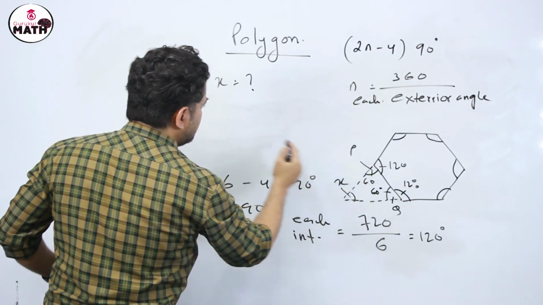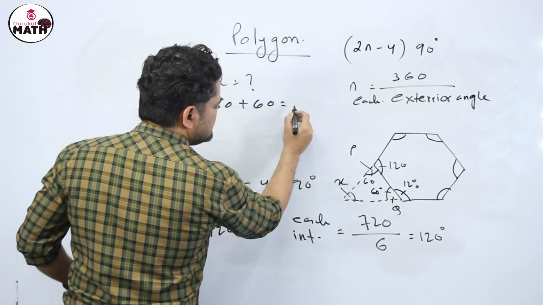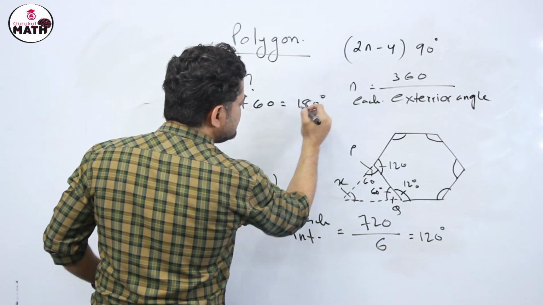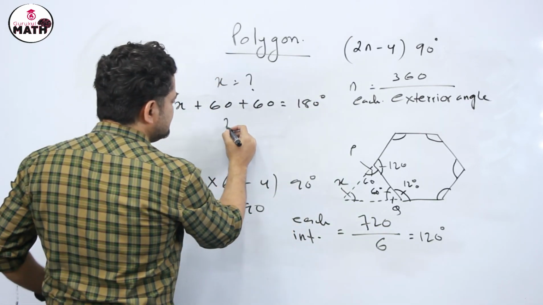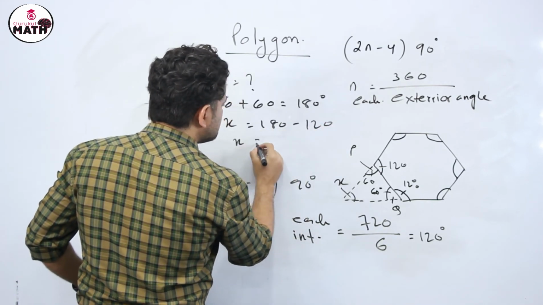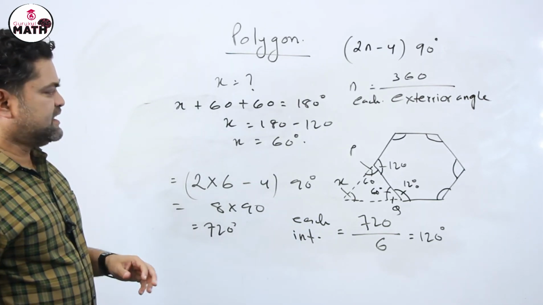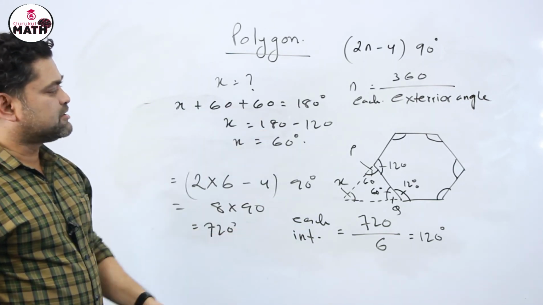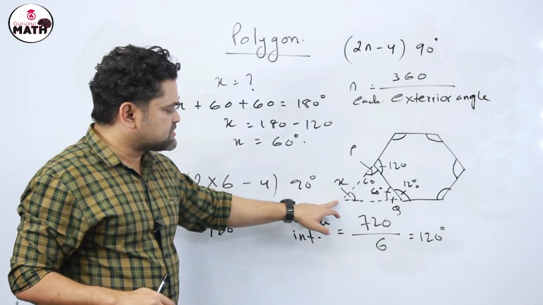So there are the 3 angles now: x plus 60 plus 60 equals 180 degrees, the sum of the angles of a triangle. In my first lecture I said that. So x equals 180 minus 120. So x equals 60 degrees. Now you're coming to know about many things, and you see it all sums up and comes together. So x equals 60 degrees.